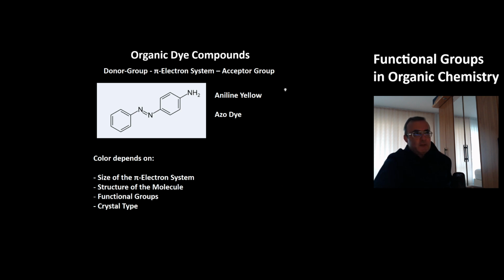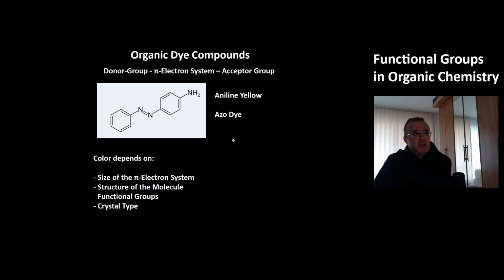Here you can see one of the organic dye compounds that you can make of aniline. That's called aniline yellow. You can see the principle of a dye compound. You need a big pi electron system. This entire molecule, except the hydrogen atoms, is a big pi electron system. You need a donor group. In this case, it's an amino group. And you need the acceptor group. That's the azo group NN. This is very simple to produce.